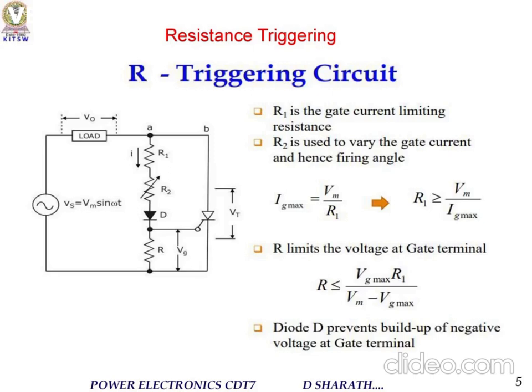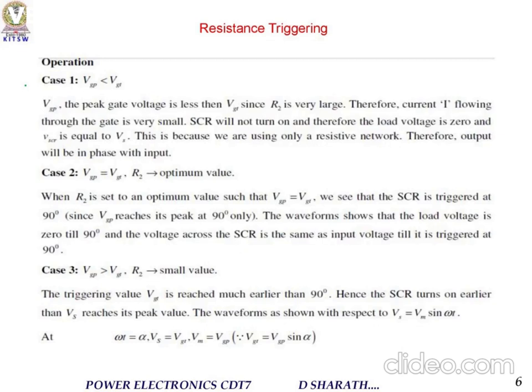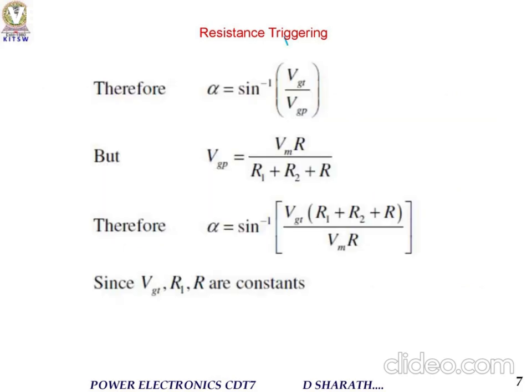Diode D prevents the buildup of negative voltage at the gate terminal. When VGP is less than VGT, the current flowing through the gate of the SCR is very small, so the SCR will not turn on, therefore the load voltage is zero. When VGP equals VGT, with R2 set to the optimum value, the SCR is triggered at 90 degrees. When VGP is greater than this value, conduction starts. Therefore, alpha is equal to sin inverse of VGT by VGP, where VGP is equal to Vm times R by R1 plus R2 plus R.